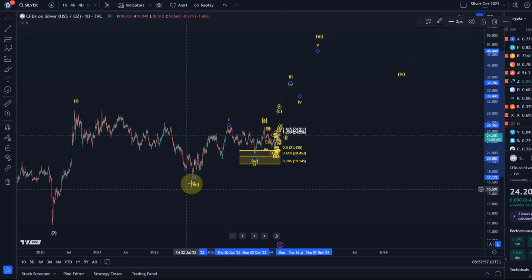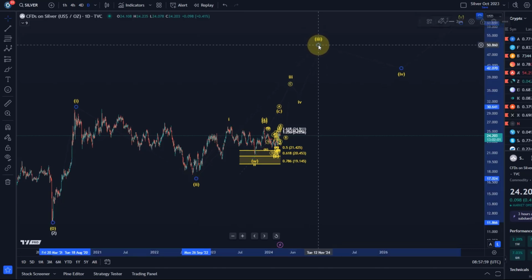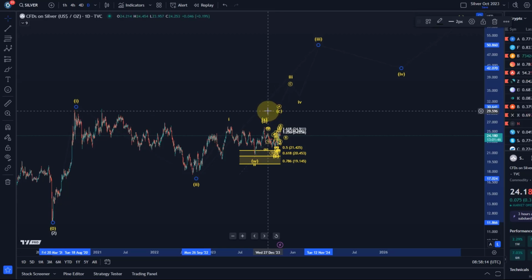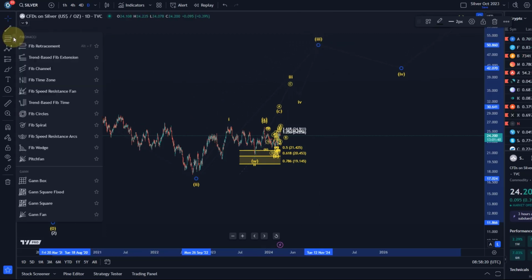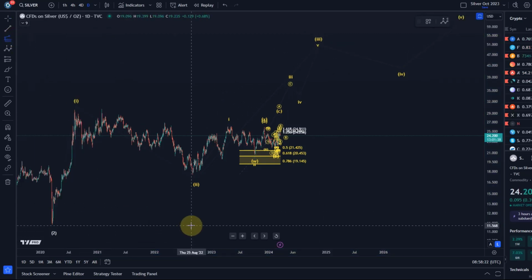So the idea is we are in the larger degree third wave anyway, and within that third wave we completed a 1-2 setup. What happens here now has to be discussed on the smaller time frame, so we can do that in a minute when we zoom in. But before we go there, I wanted to talk to you about the projections and the possible targets for this larger degree third wave. What are the patterns like, and where should we get to?